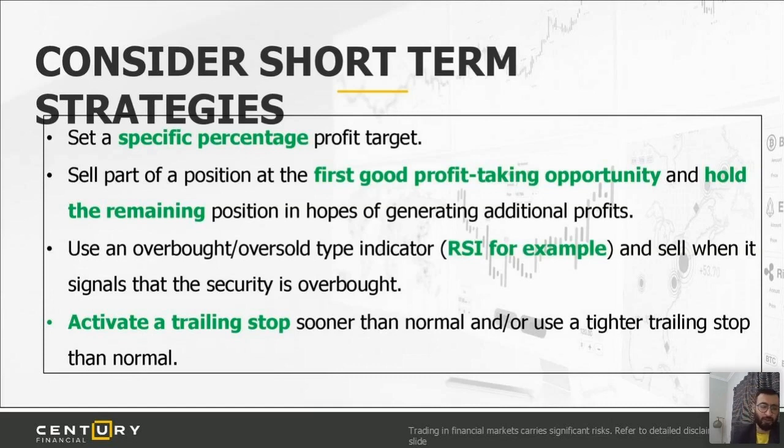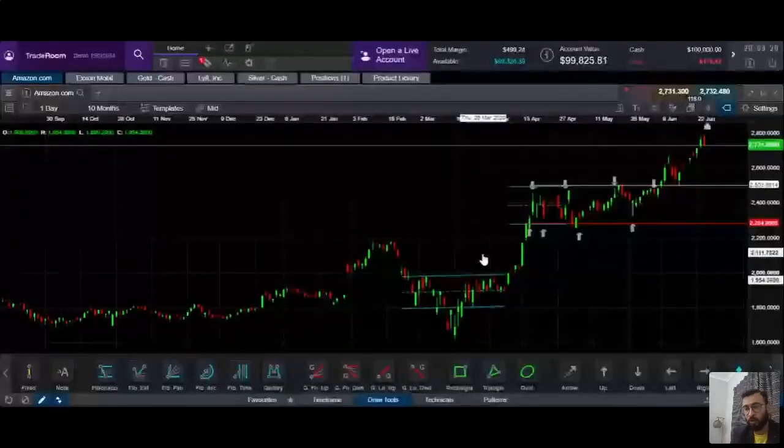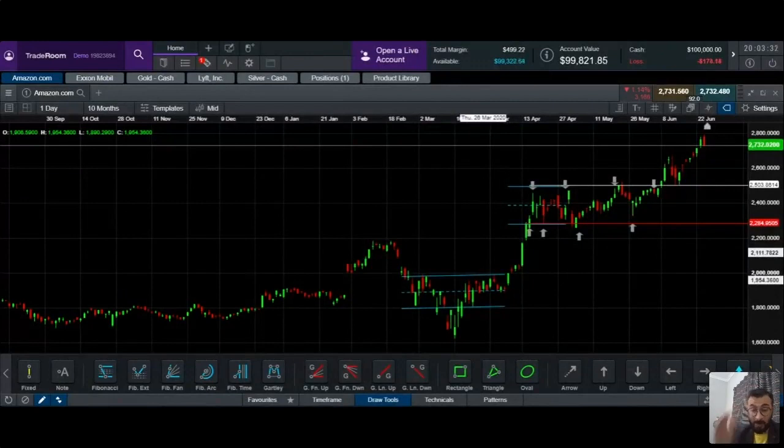Before we move on to the last section of this, I'll show you on the chart what RSI means and how it can help you out. Now, RSI is a trading oscillator, a trading study to understand whether a stock is overbought or oversold technically. Again, not fundamentally, but technically.